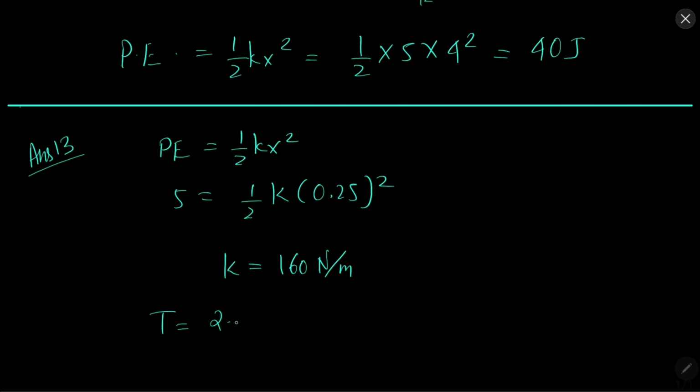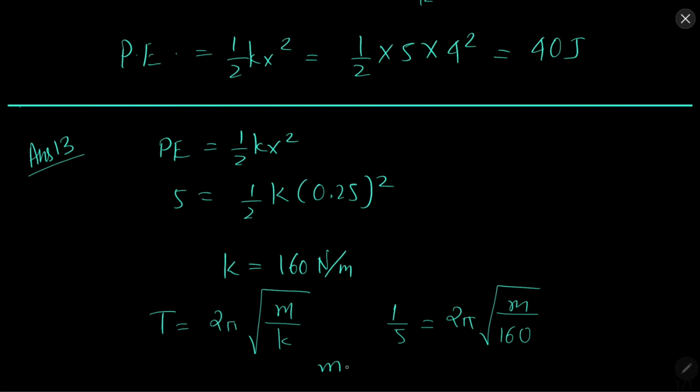So time period will be 2 pi root m over k. It will be 1 by 5 equal to 2 pi root m over 160. So m will come out to be 0.16 kg.